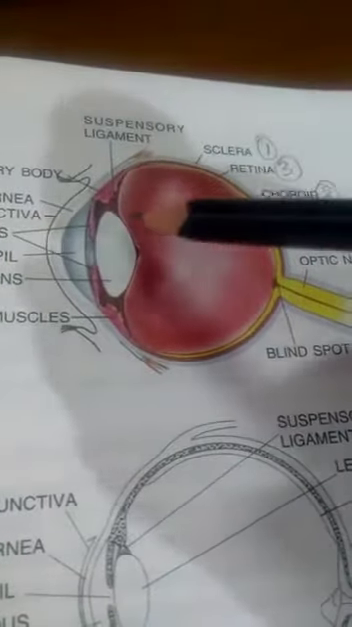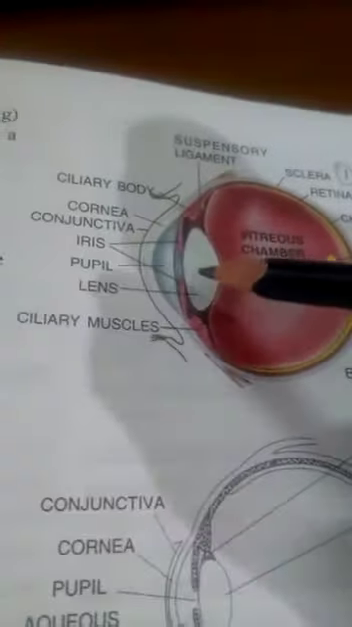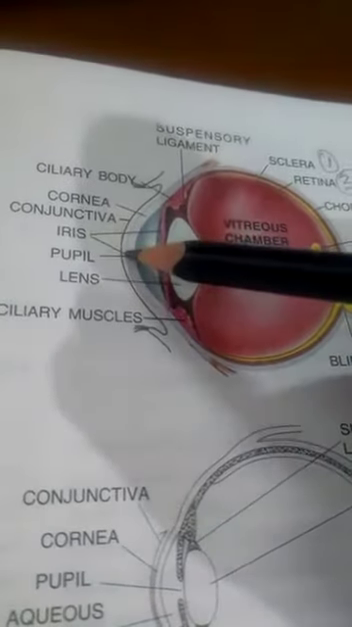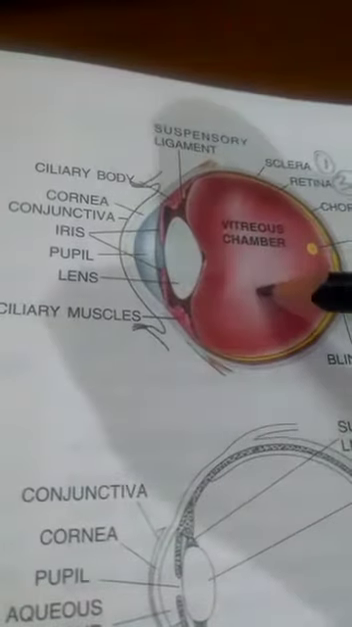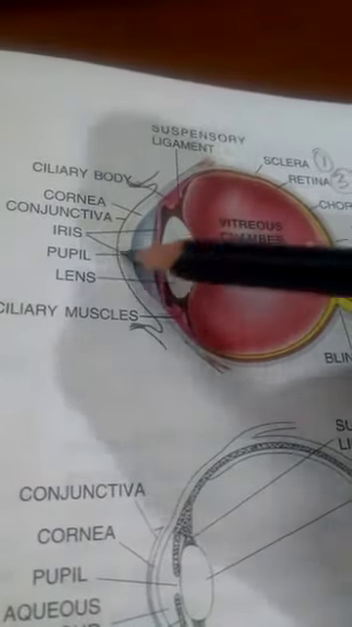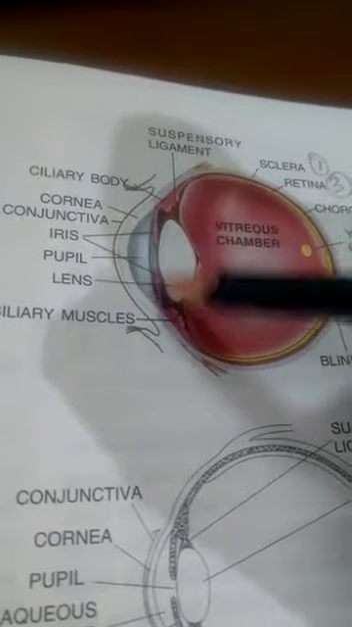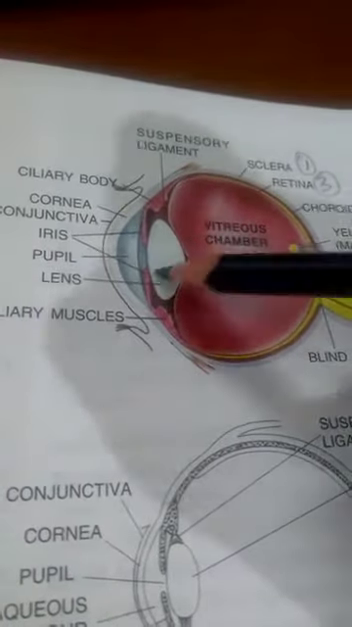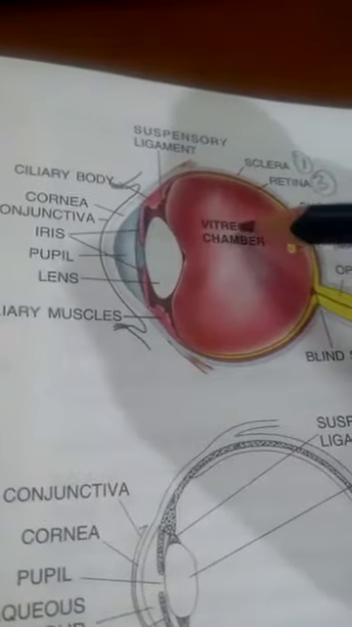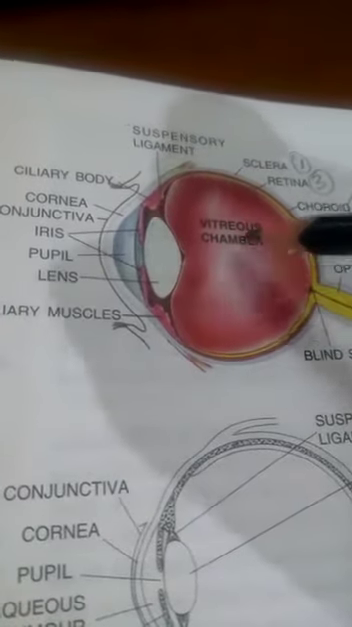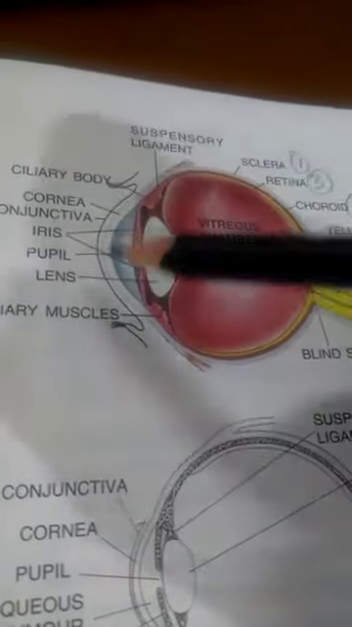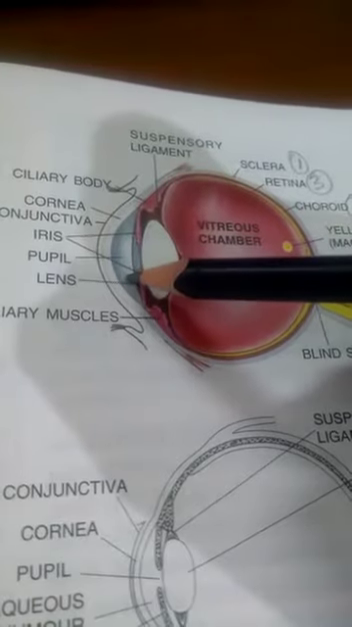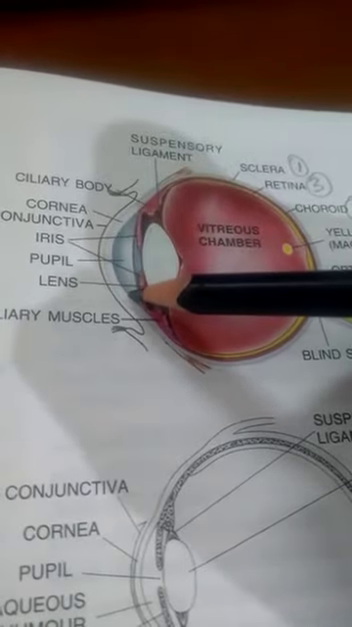Now, here is the lens of the eye. This lens is dividing the eye into two chambers. This is the front chamber that is in front of your lens. This is called the anterior chamber, and the chamber just behind the lens is called the posterior chamber or vitreous chamber. This anterior chamber is filled with a fluid that is called aqueous humor.